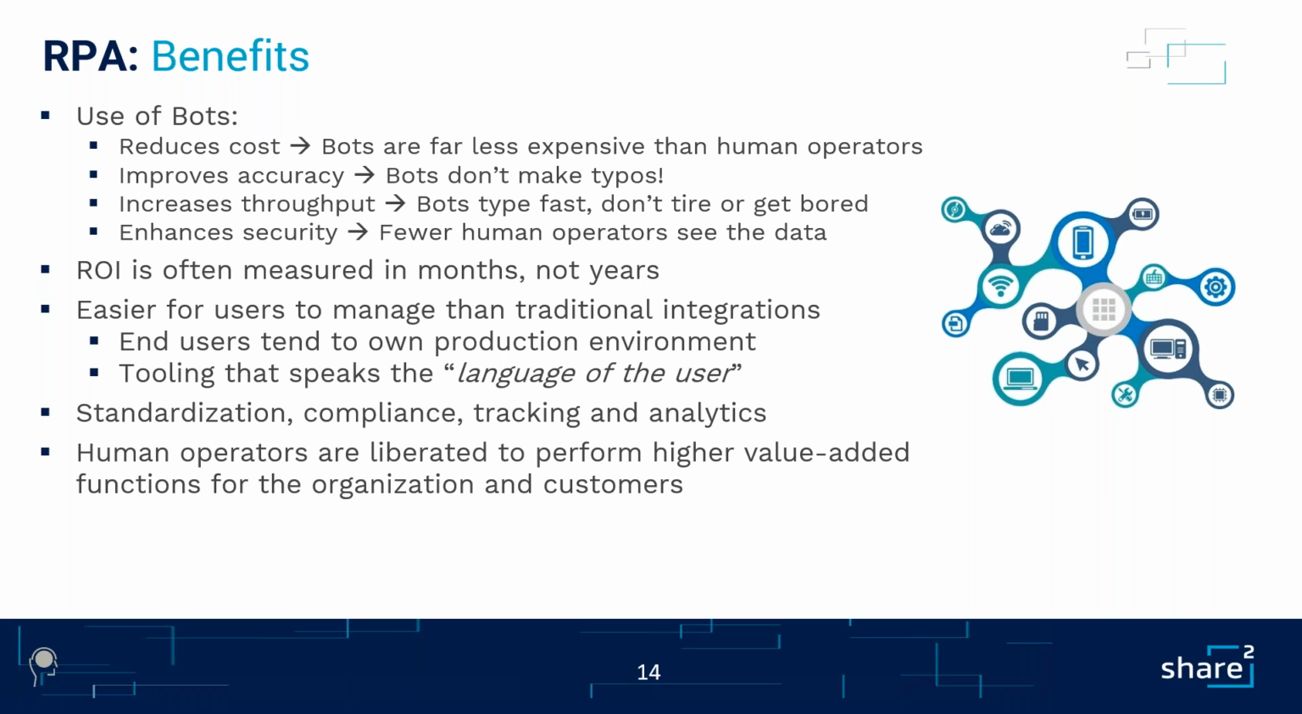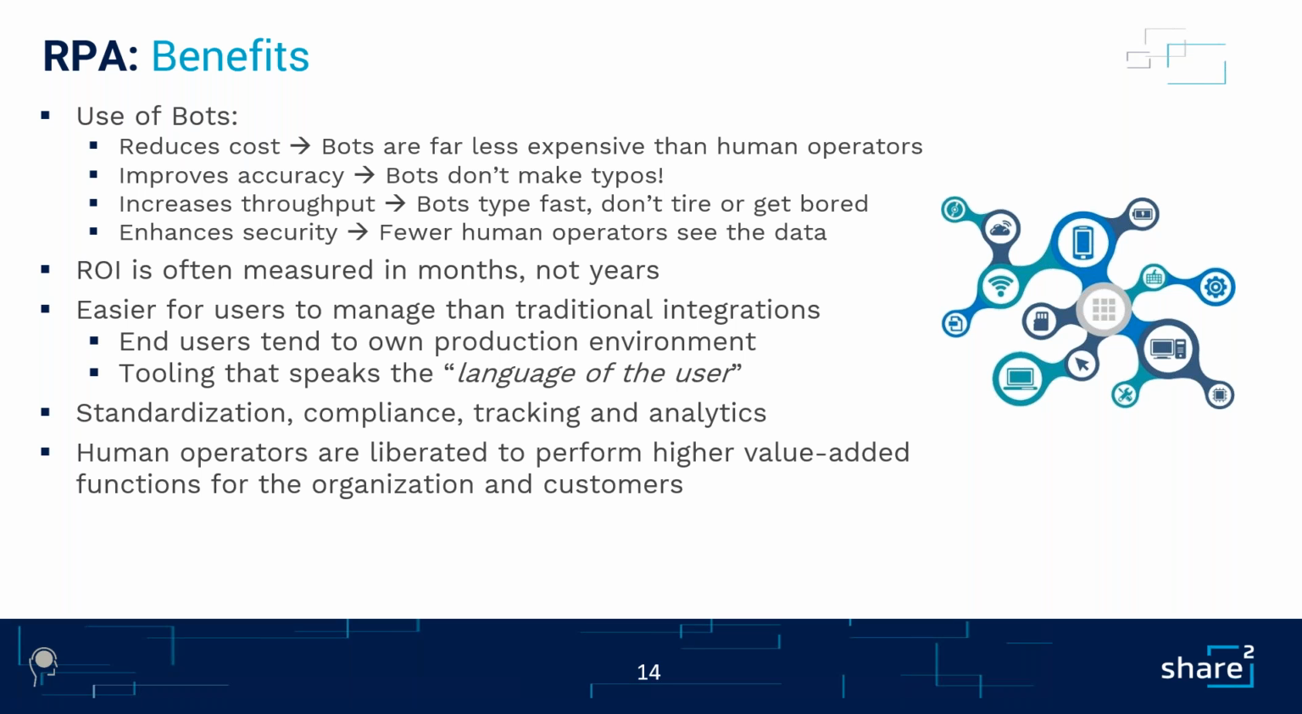Improved accuracy. There's no doubt that the bots type exactly what they're told to do. They don't make typos, they don't transpose characters. They do exactly what they're told to do. And so that's why it's important that you tell them the right thing to do, because they will do exactly what you tell them to do. Increased throughput, bots type real fast. They don't get tired, they don't get bored. They are able to push data in as quickly as the underlying applications will accept it.